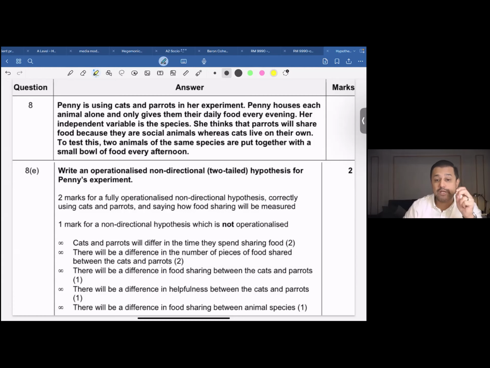Her independent variable is the species. She thinks that parrots will share food because they're social animals, whereas cats live on their own. To test this, two animals of the same species are put together with a small bowl of food every afternoon. You might as well pause it here and read through this again if required. Write an operationalized non-directional or two-tailed hypothesis for Penny's experiment.